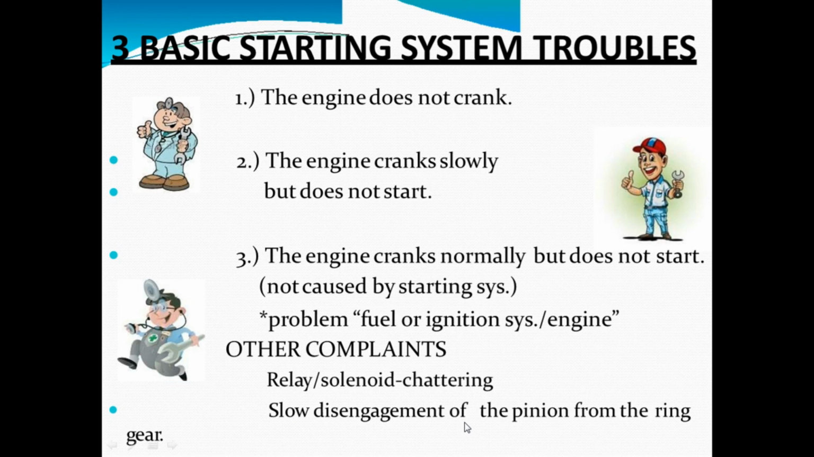Slow disengagement of the pinion from the ring gear. Suppose you give power to the circuit, that means the circuit is closed. The starter motor is activated with the help of the starter solenoid, and the small gear present in the starter motor meshes with the ring gear in the flywheel. And at once when the ignition switch is released, that means when we release the key, in a fraction of a second that gear should return to its original position. Otherwise, there will be engagement with the ring gear and the gear teeth will get damaged.